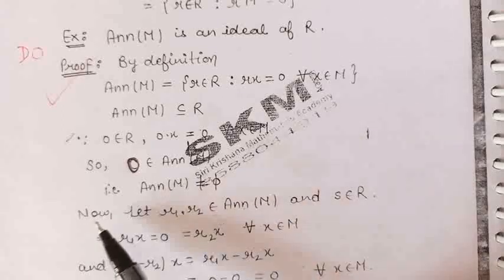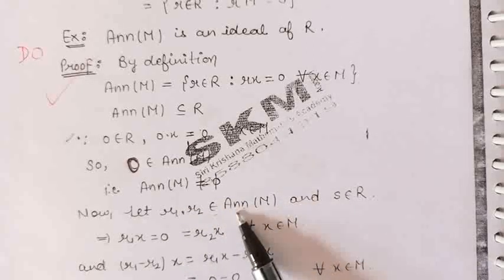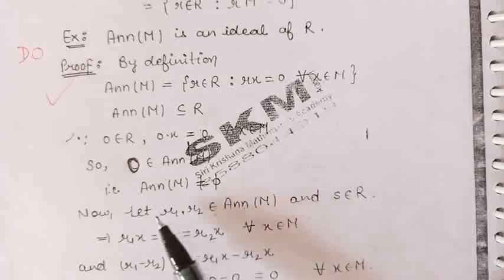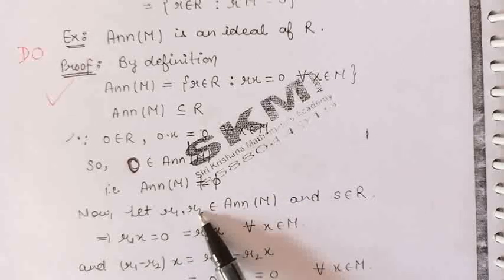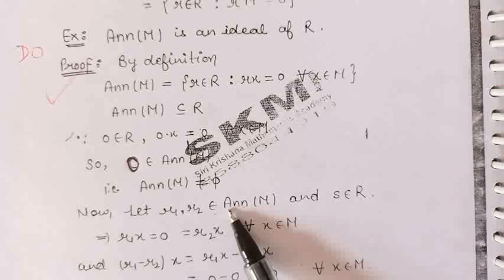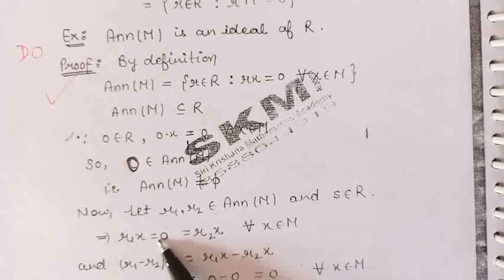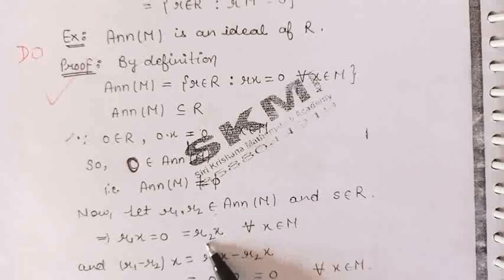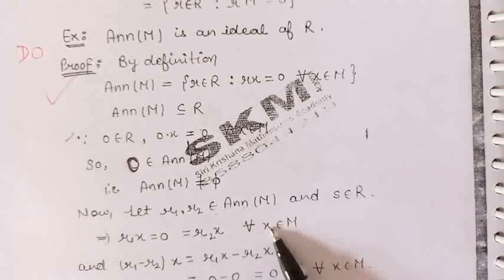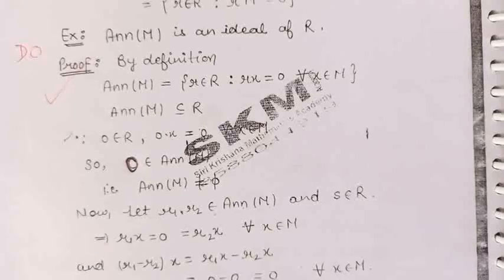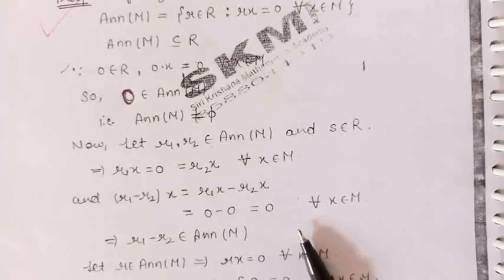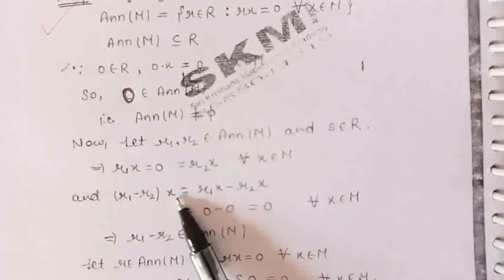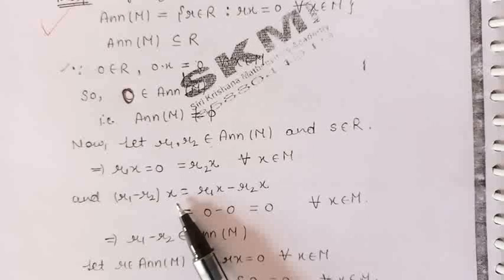In the first condition, we take two elements r1 and r2 belonging to annihilator of M, and we are to prove that r1 minus r2 is also an element of annihilator of M. Now by definition, if r1 belongs to annihilator of M, then r1 into x is 0 for every x belonging to the module M, and also r2 belongs to annihilator of M, so by definition, r2 into x is 0 for every x belonging to M. To prove that r1 minus r2 belongs to annihilator of M, we have to prove that r1 minus r2 into x is 0 for every x belonging to M.